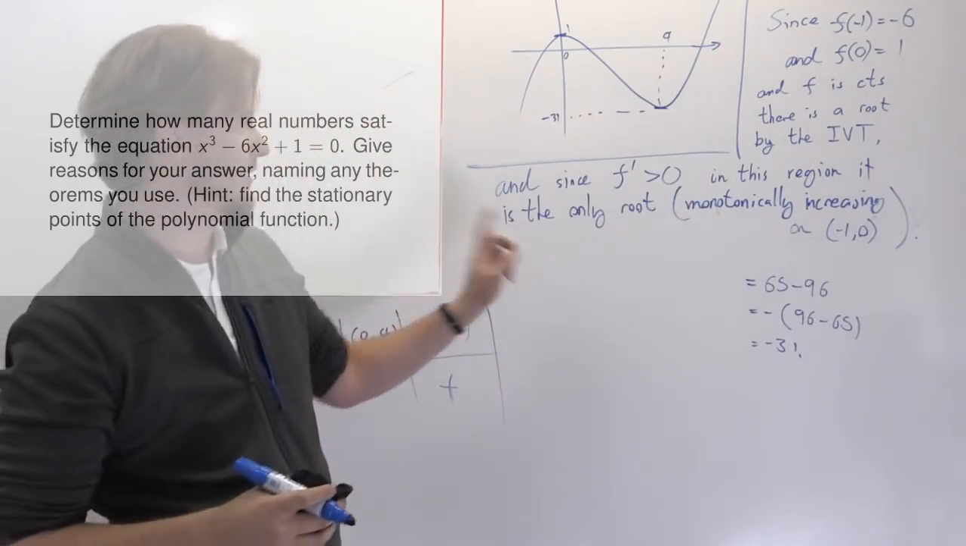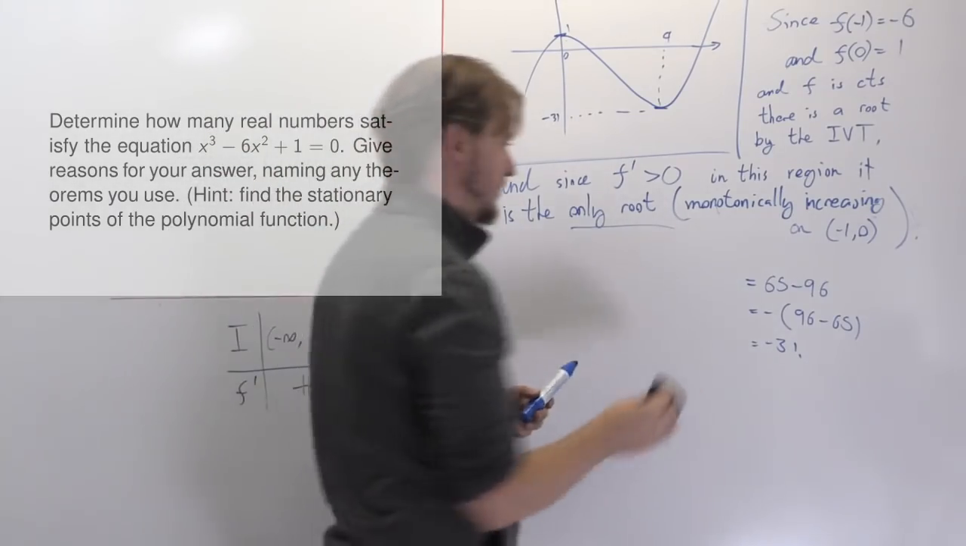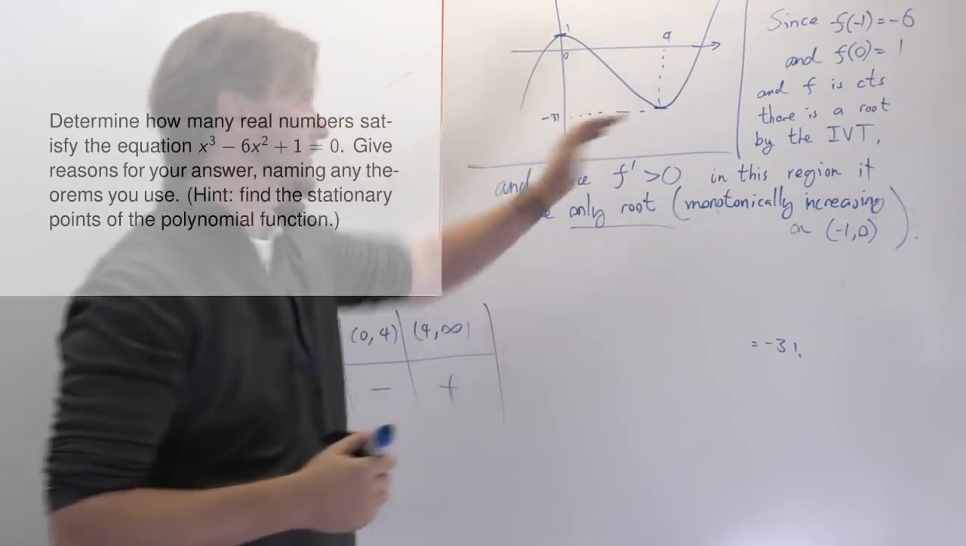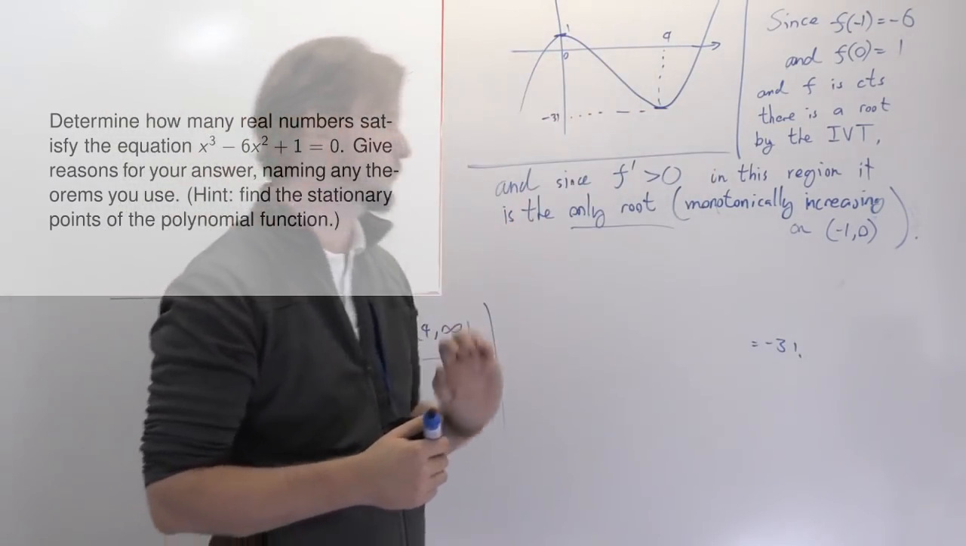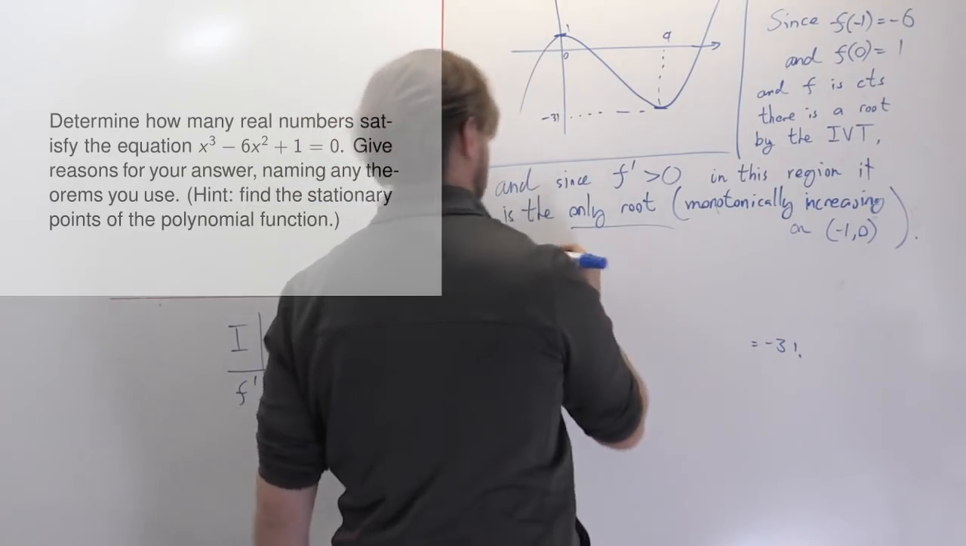So yeah, so that's important. There is actually only one root in that range. Now we can see that there's going to be another root between 0 and 4 somewhere, because we go from a positive number to a negative number.